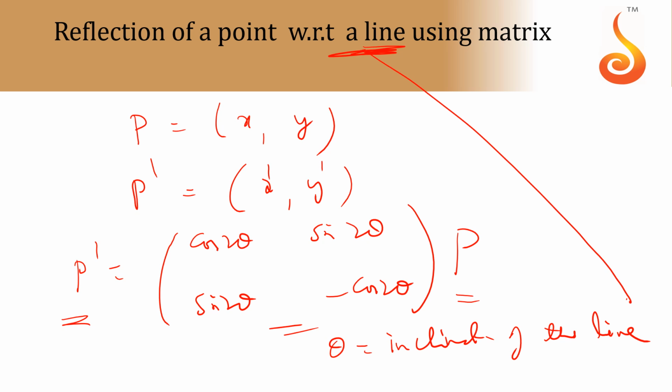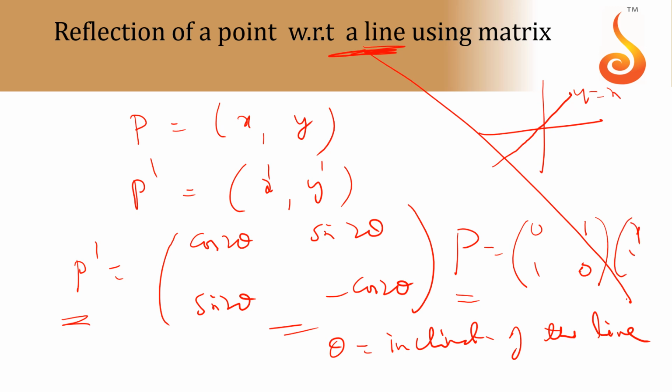Suppose, for example, the line is y equal to x. So what is the inclination? Inclination is 45 degrees. So what is the matrix? cos 90, sin 90, since θ is 45, sin 90, cos 90 which is 0 again, into (x, y). So if you multiply, it will be (y, x), no? So the new point will be (y, x). So with respect to y equal to x, the reflection of (x, y) is (y, x). So like that you can use it.